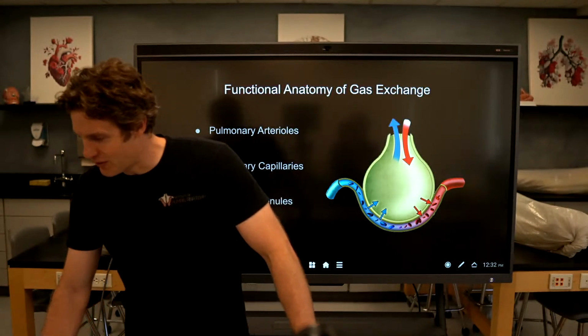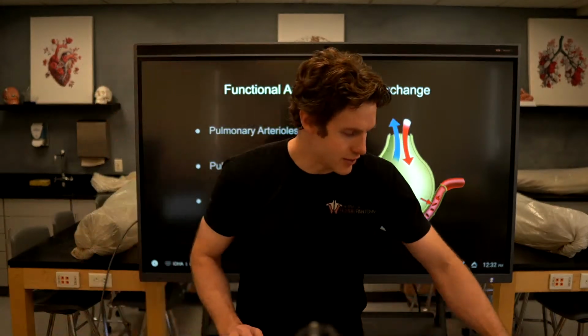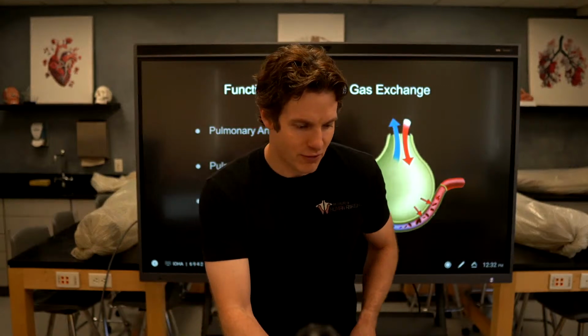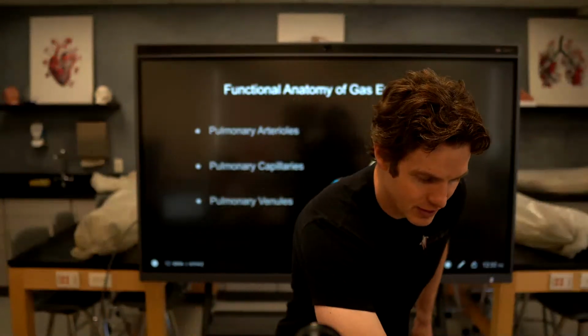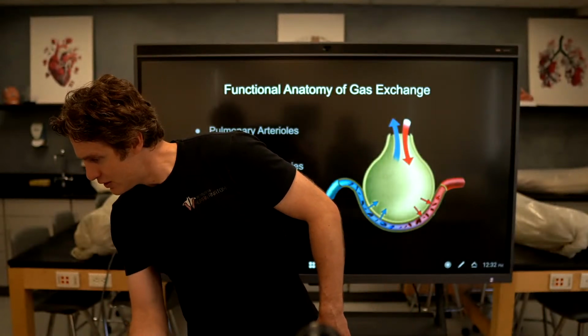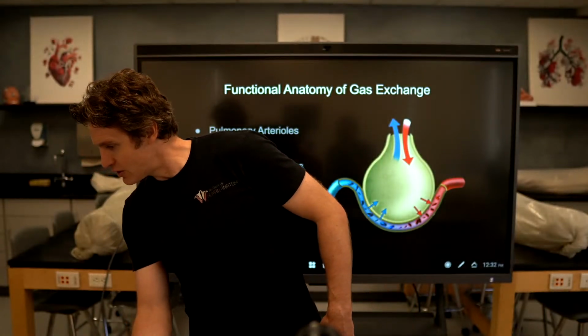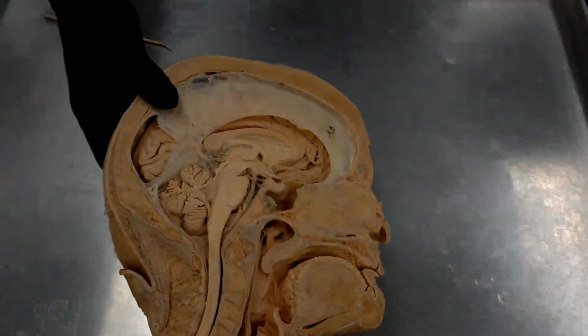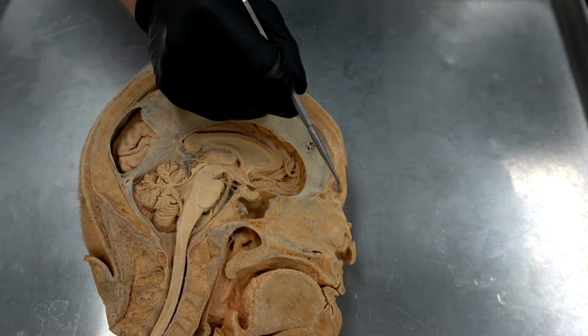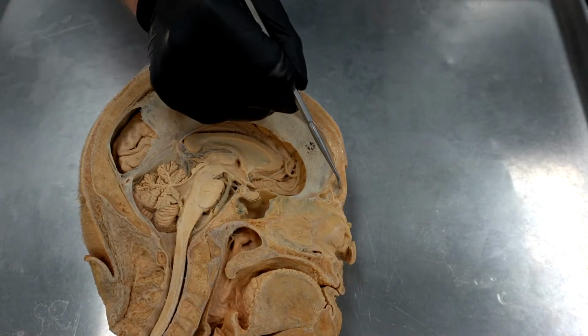So somebody asked if I could show the frontal sinuses. I'll have to glove up there. I'll show you one piece of a frontal sinus here. So I just have one small piece of a frontal sinus. So here's a little small piece of the right frontal sinus.